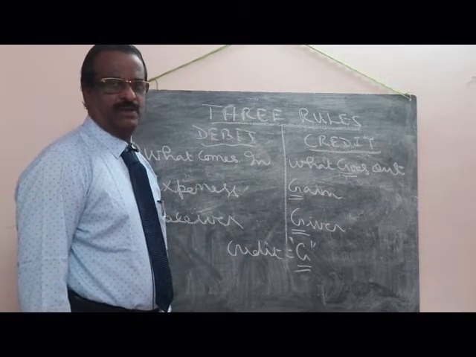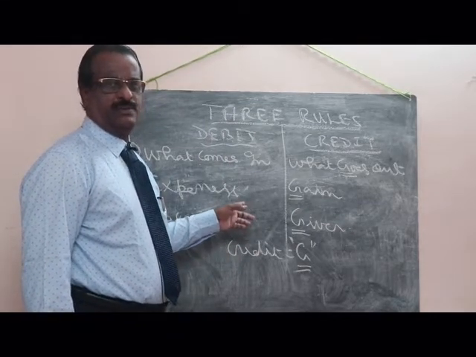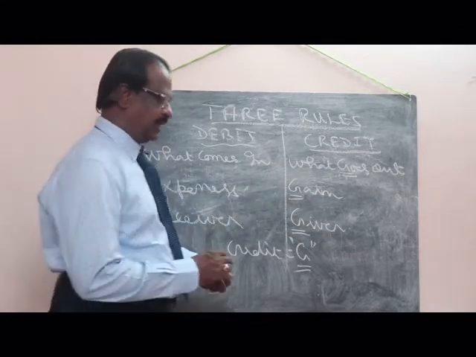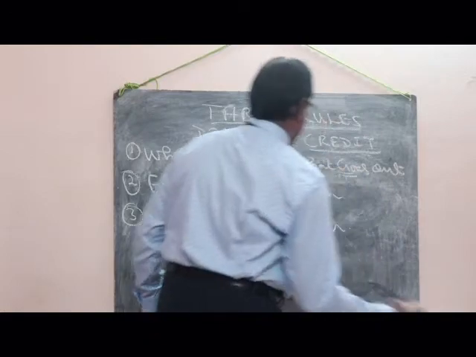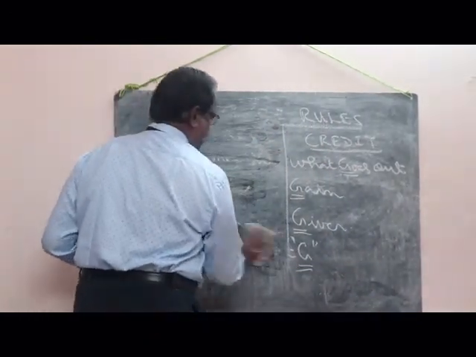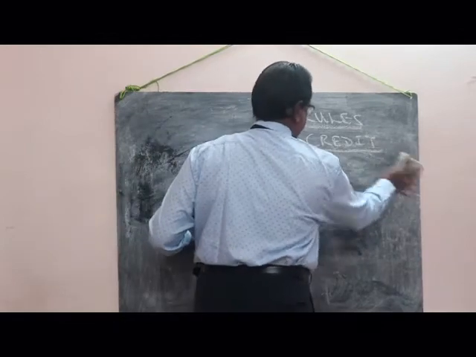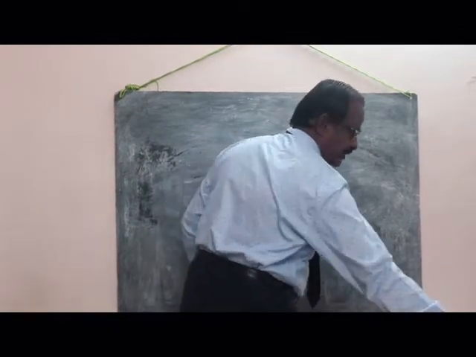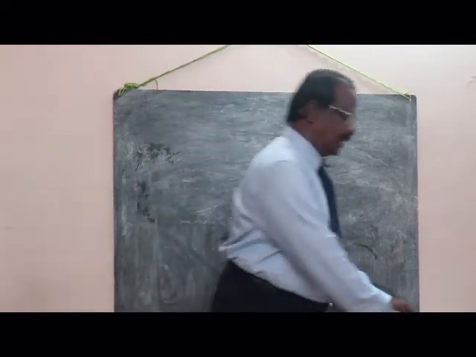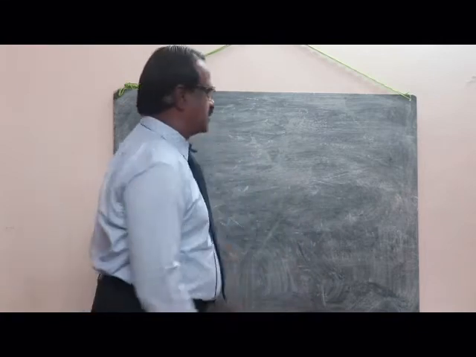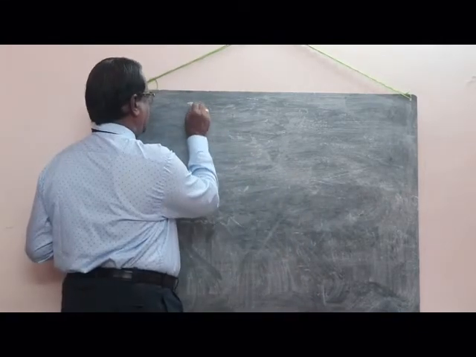Okay. So do you have any doubt? If you have any doubt, please call me. Okay. Right. Today I am going to give only 2 or 3 transactions. How to find out debit, how to find out credit, and then how to pass journal. Okay. So first you take one transaction.